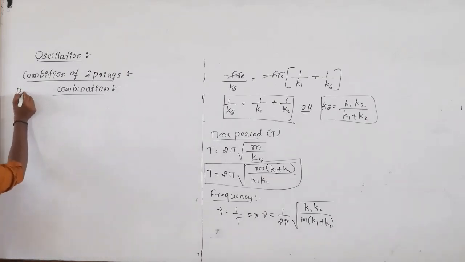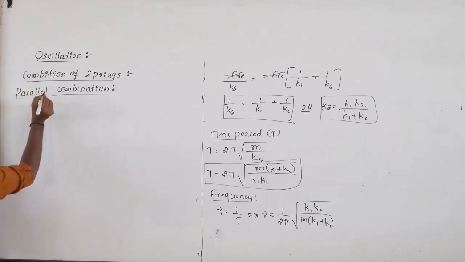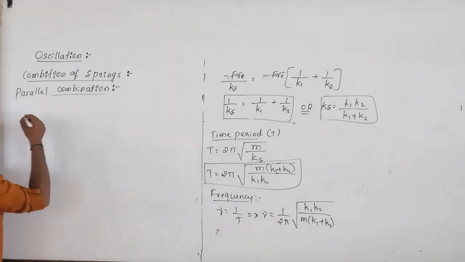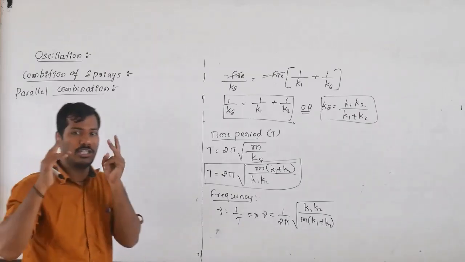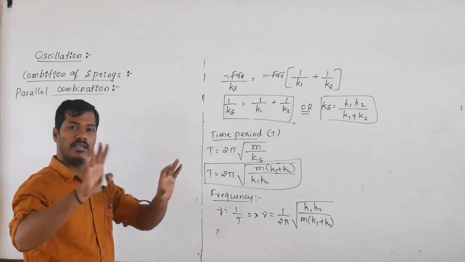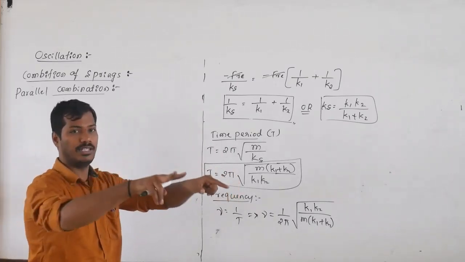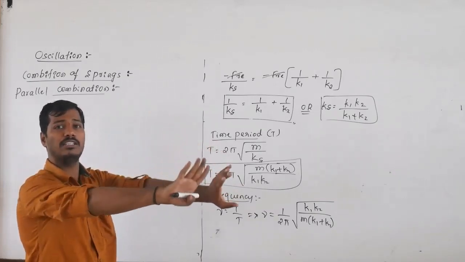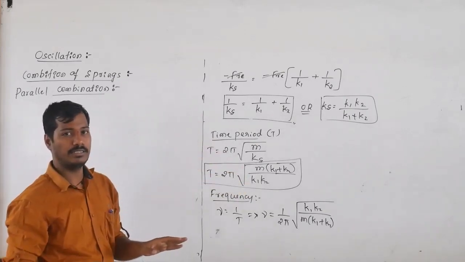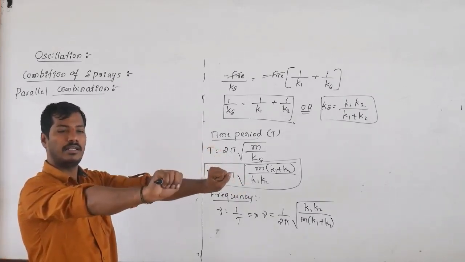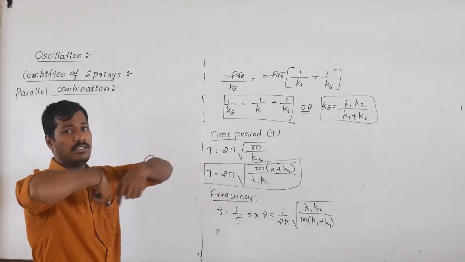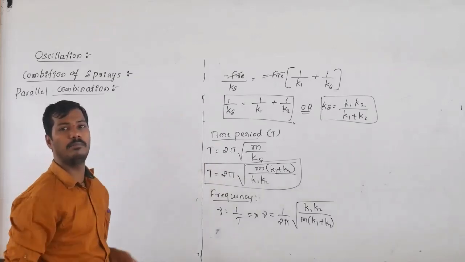Next is parallel combination. Parallel combination of the springs is when they are connected such that both ends are connected to both springs. Your friend has two ends; your friend is nothing but one spring and another spring. He has two ends, and I also have two ends. Here both ends are connected like this. If you connect it like this, it means friend and me both are in parallel.